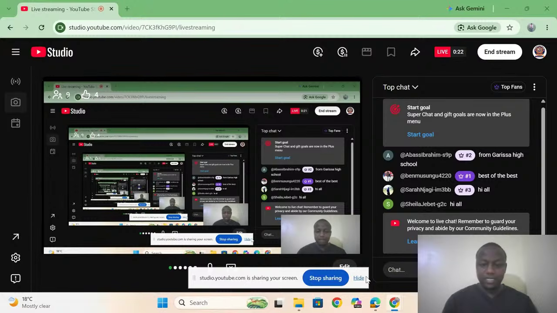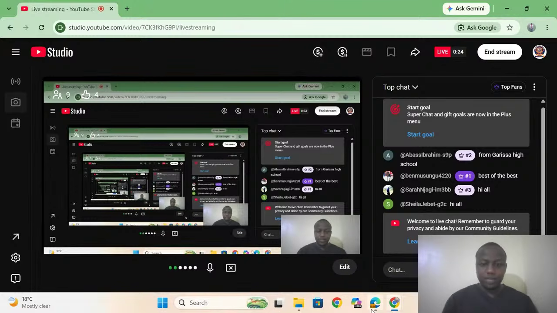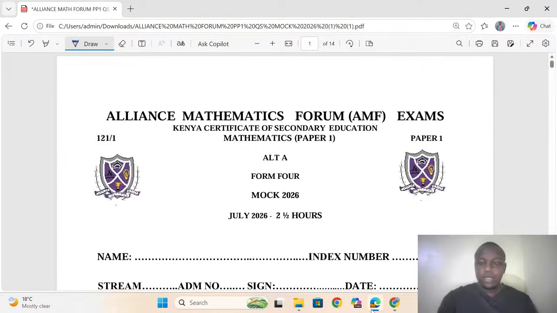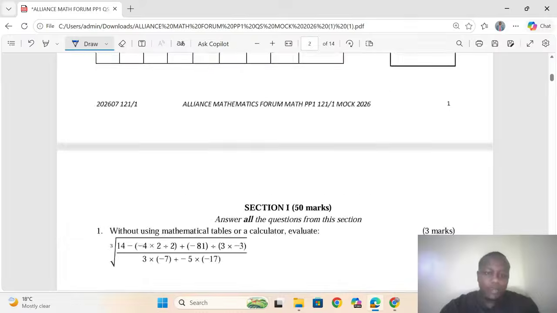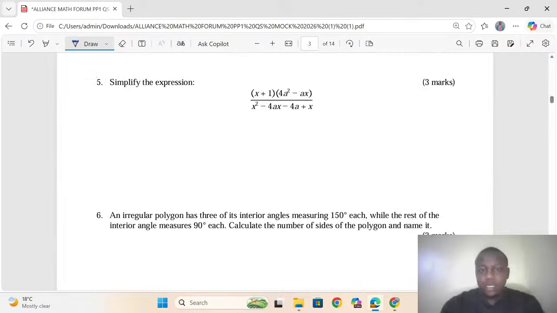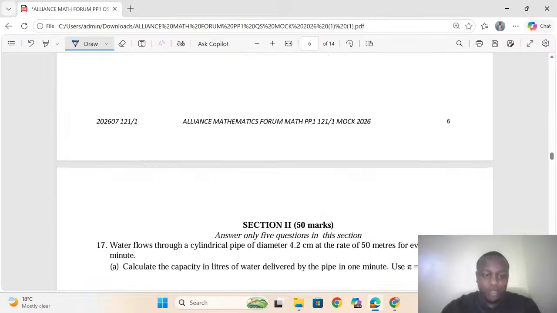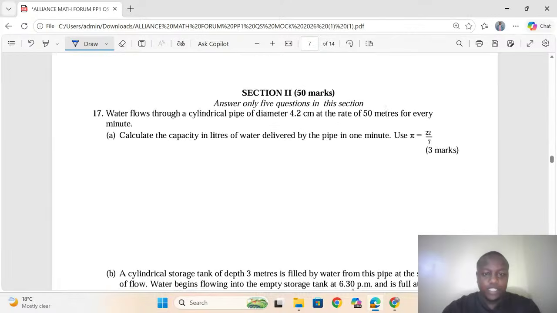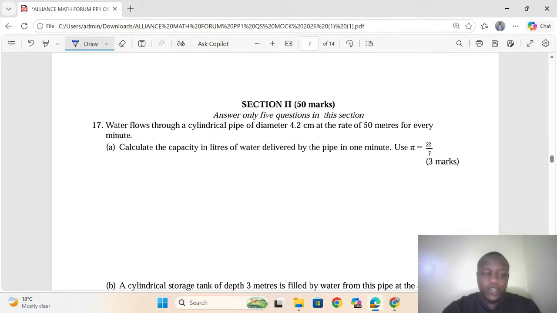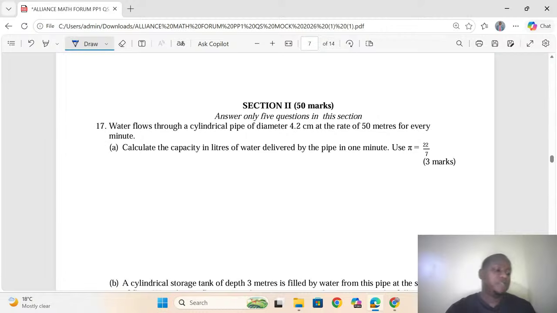Section 2 paper. We've already started the discussion of this paper. Section 1 has already been fully covered. Those who have been following the platform know very well that section 1 of this paper has been fully covered. Now we are supposed to adjust to section 2 of the same, whereby you are supposed to choose your best 50 marks.